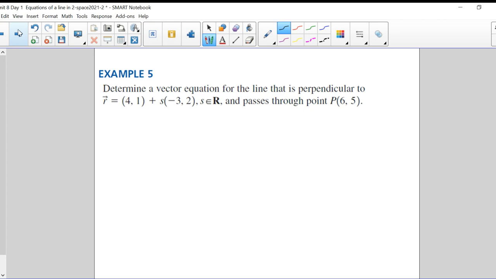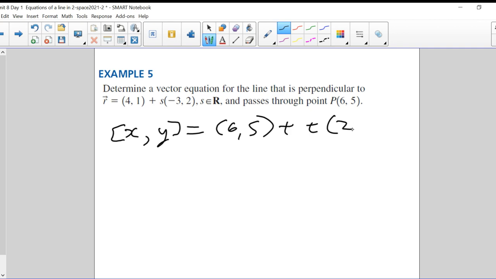Okay, so let's see what Daria has. So 6, 5 plus t, 2, 3. Absolutely, right? All Daria did is he took the minus 3, 2, flipped it around and changed the sign, and that gives him, so we can say xy, or as you put there, q equals. So xy is equal to the point 6, 5, that's the point on the line, plus t times the flipped version of this, which is the negative reciprocal version of that, which is 2, 3. We're not going to spend any more time on that, folks, unless anybody wants me to.